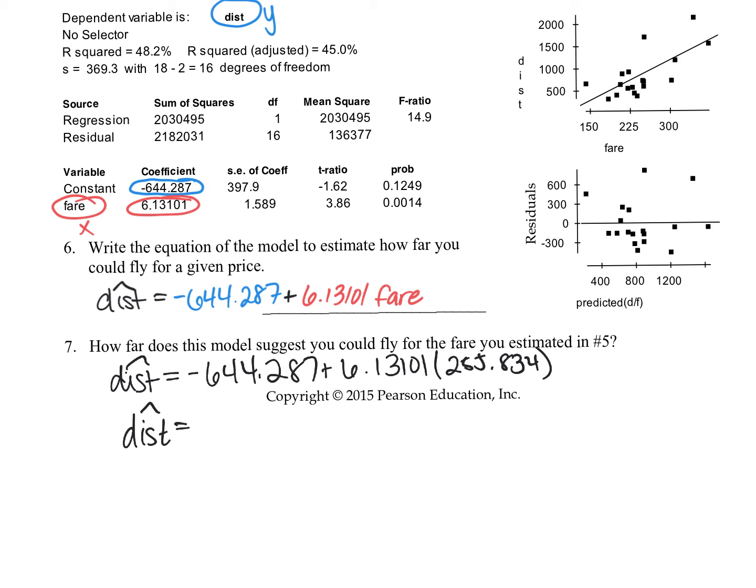What distance does it say we can fly? 924.23 miles. So it's off a little bit, right? It's off by about 75 miles. And that's because there's variation, right? It's not a perfect linear relationship. And so we can't just plug in for y and solve for x. We have to redo the regression model.